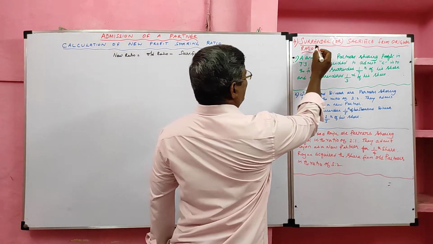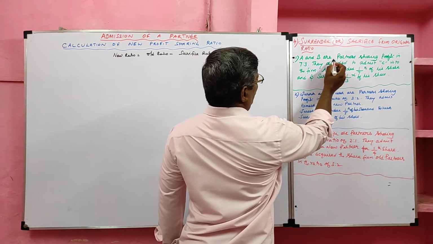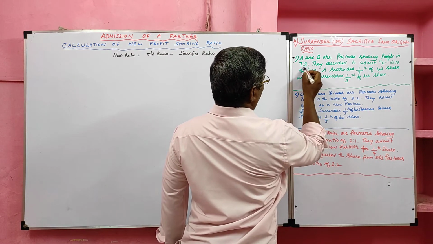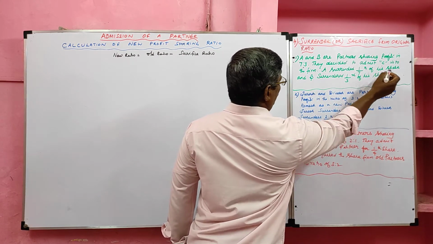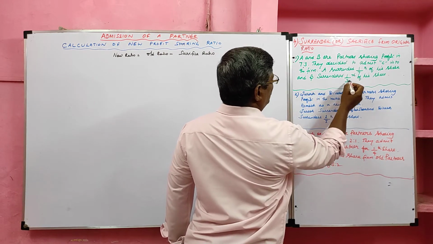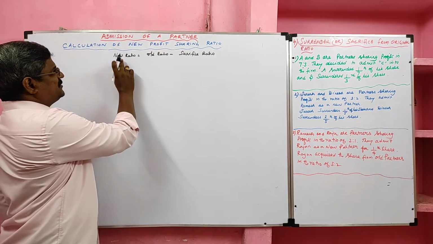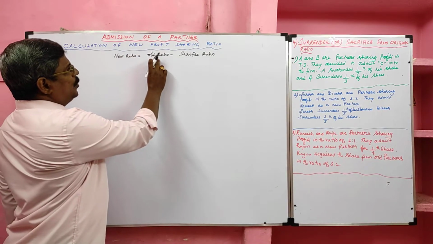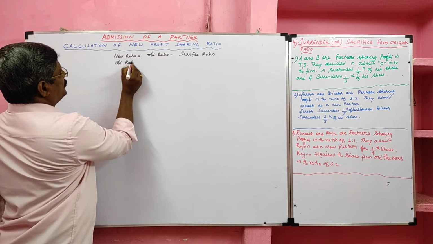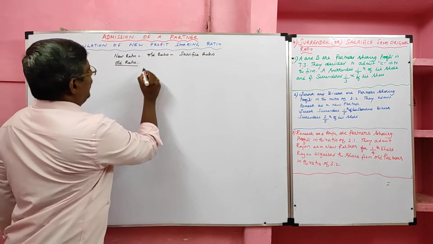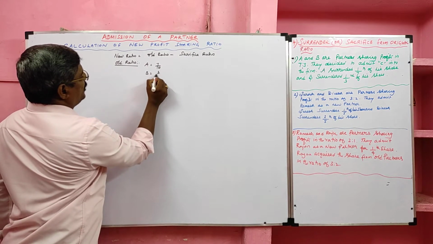Case number 4. Surrender or sacrifice from the original ratio. Sum number 1. A and B are partners sharing profits in the ratio of 7:3. They decided to admit C into the firm. A surrendered 1/7 of his share and B surrendered 1/3 of his share. The formula I am going to use is new ratio equal to old ratio minus sacrifice ratio. Old ratio is given in the question. A's old ratio 7/10, B's old ratio 3/10.